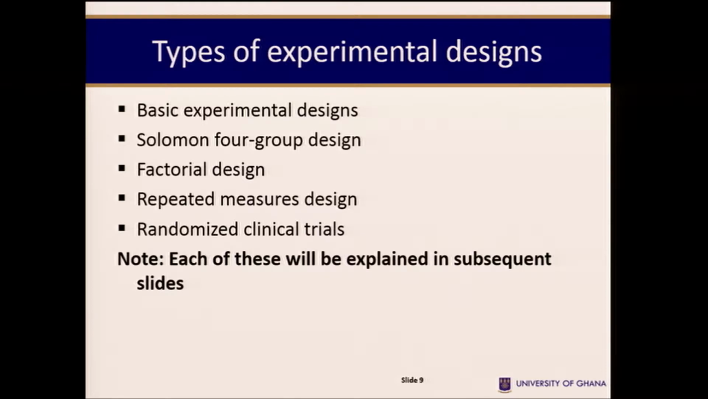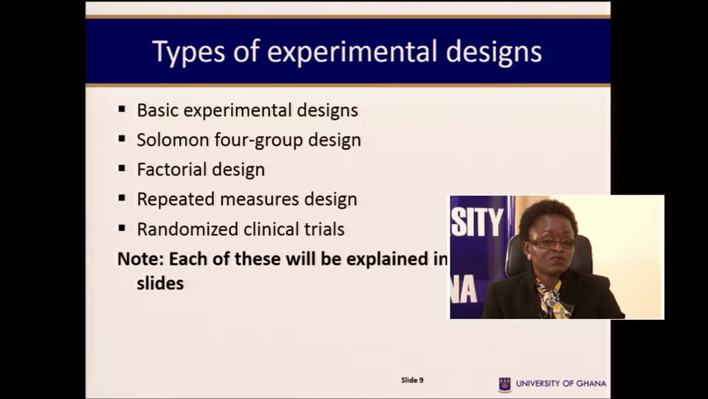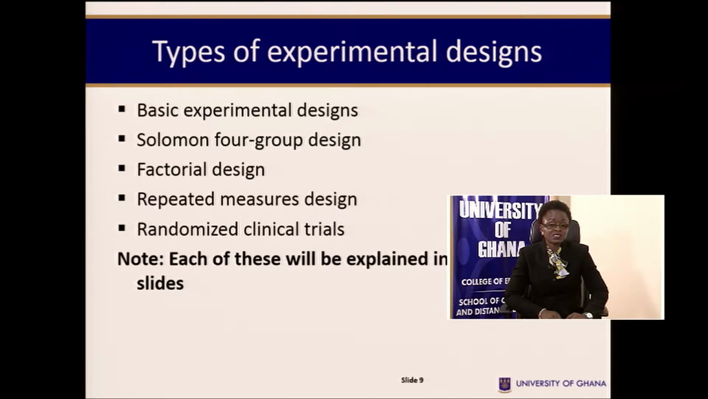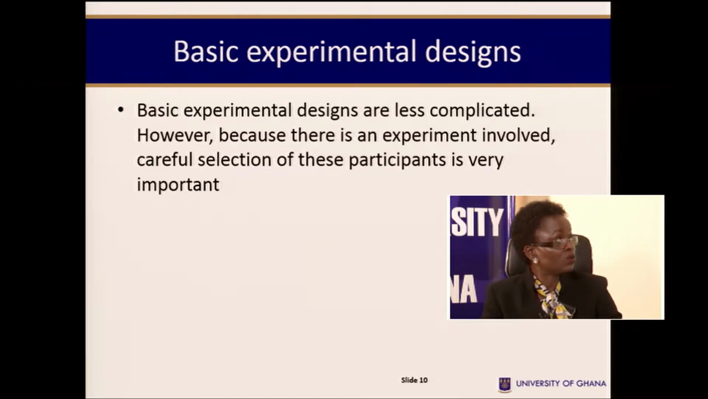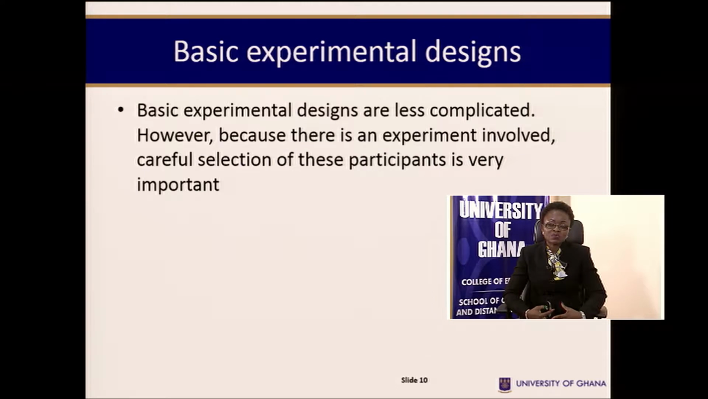Now let's look at the types of experimental designs. We have basic experimental designs, the Solomon 4 group design, factorial designs, repeated measures designs, and randomized clinical designs. We will talk about each of them. Now let's talk about the basic experimental designs. These are designs that are less complicated because they have just one independent variable and one dependent variable.